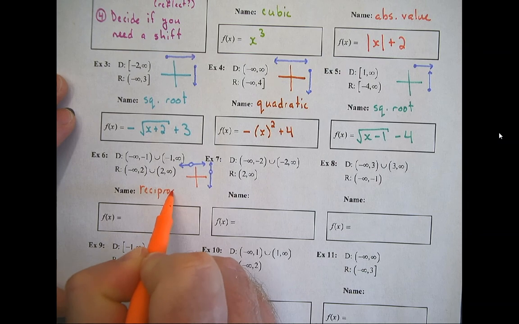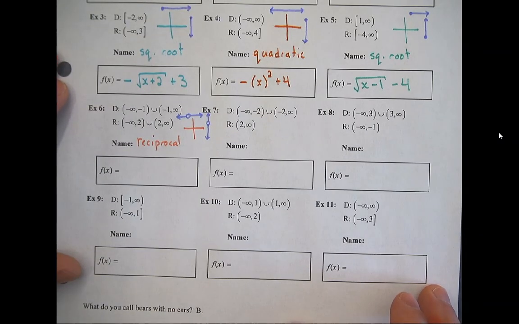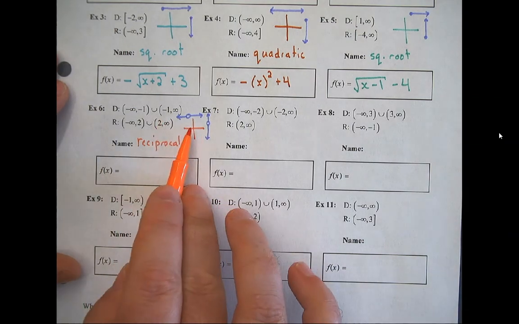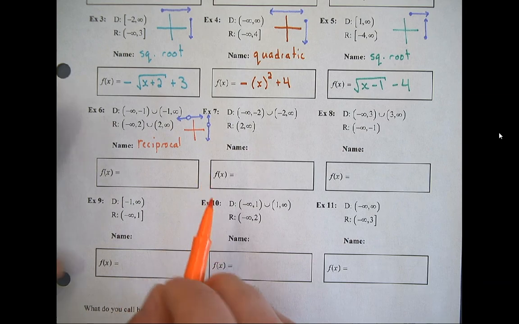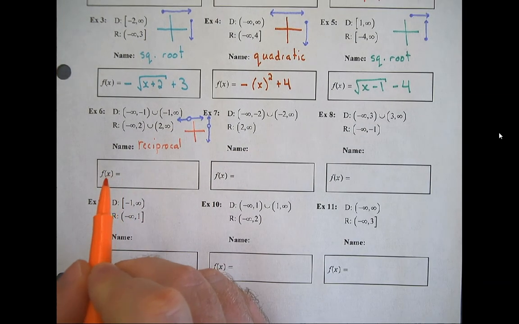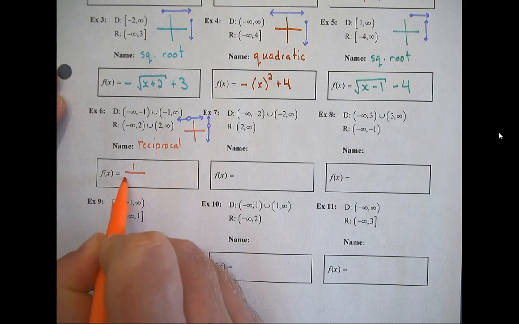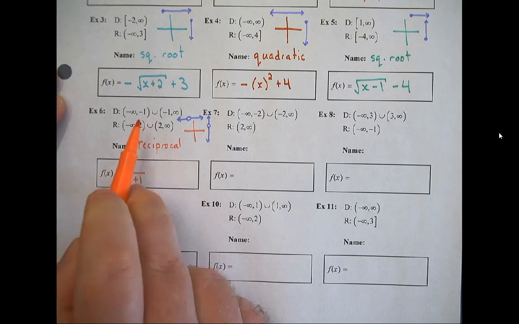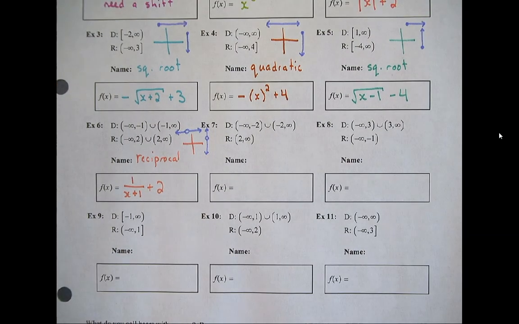It's a weird looking R. Do I need to shift? Yes, I need to shift back 1 and I need to shift up 2. So that's going to look like 1 over. And I'm going to put my shift on the x, so that's plus 1 because it does the opposite. And I need to do a plus 2 to shift it up 2.